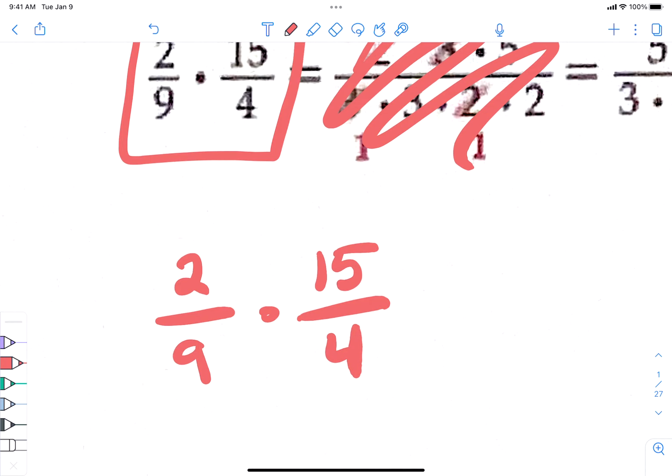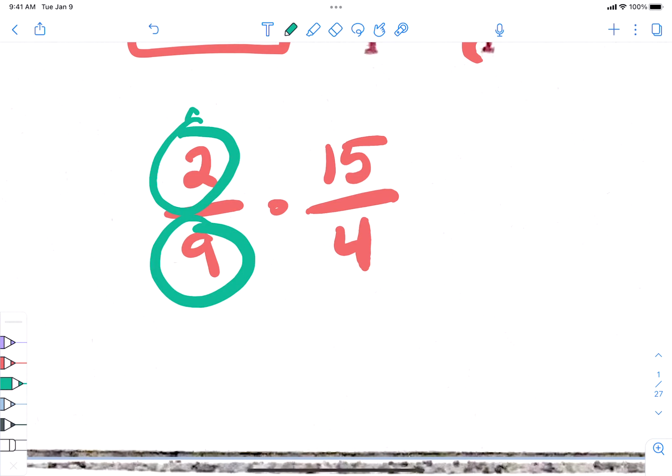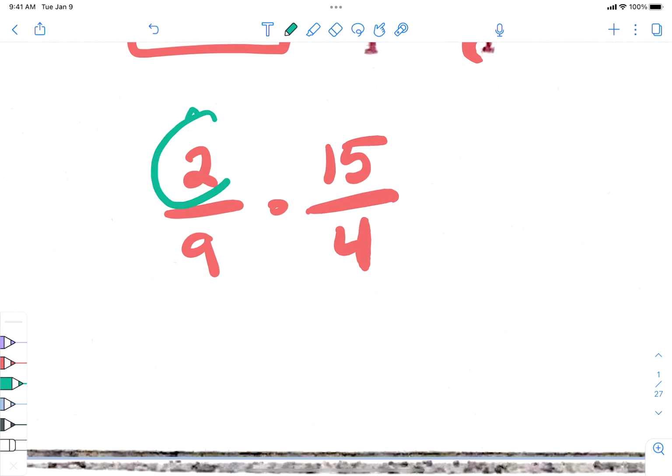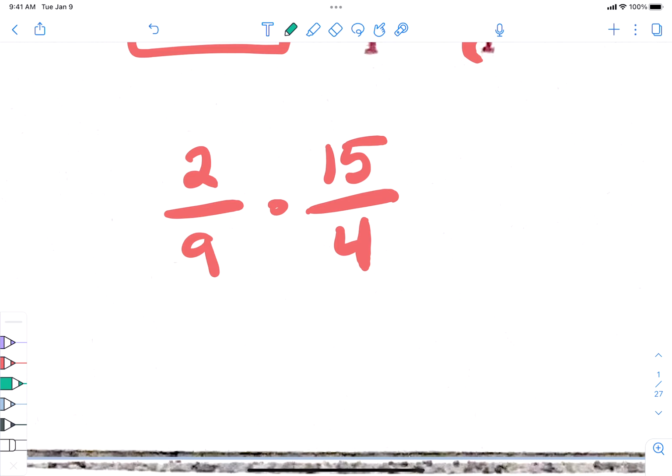So 2/9 times 15/4. When you're reducing things, you just have to make sure that one of the numbers is in the numerator and one's in the denominator. So I can reduce this top number and this bottom number if they are divisible by the same number, or I could do this number and this number, diagonally, and reduce that way. But if this number and this number are divisible by the same number, you cannot reduce those, because that's two tops. So you have to have one top number, one bottom number, and then you can reduce.